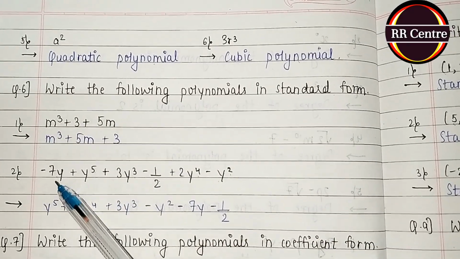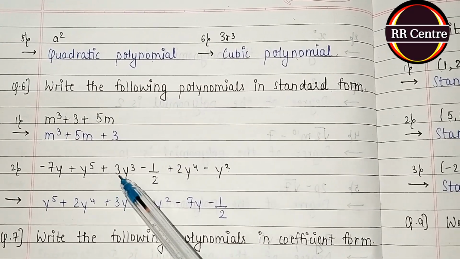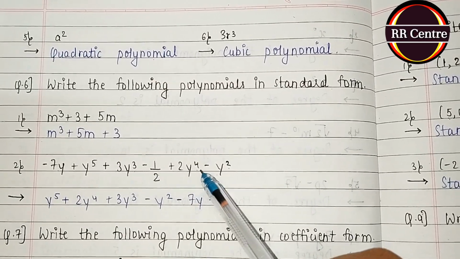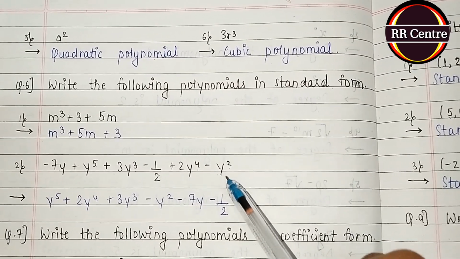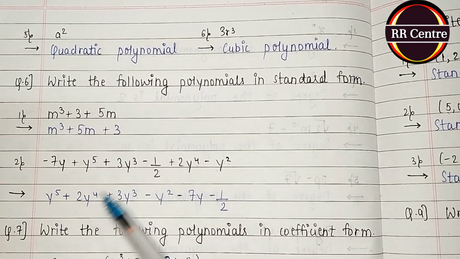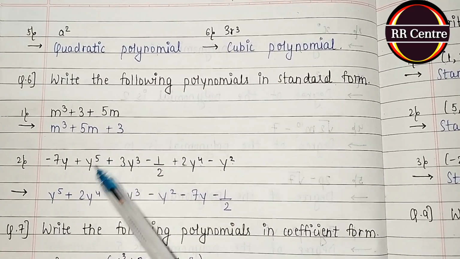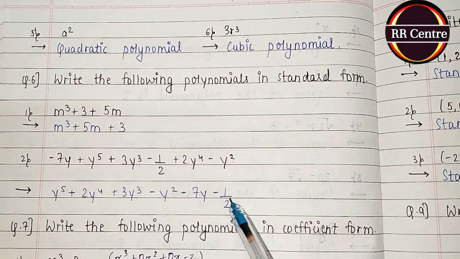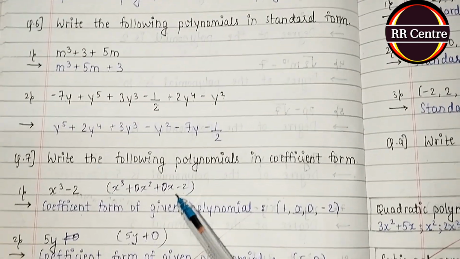And second one, 7y plus y raised to 5, 3y cube minus 1 upon 2 plus 2y raised to 4 minus y square. So same arrange करेंगे in the standard form. y raised to 5, first one is power index, highest power is 5, then 4, 3, 2, 1 and constant, right? Question number 7th one देखेंगे.